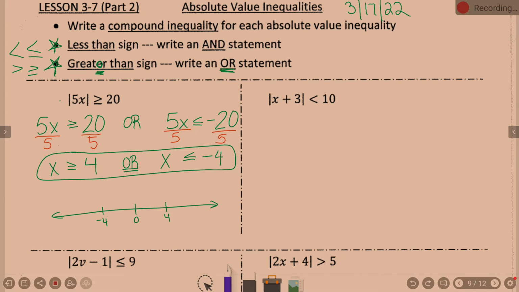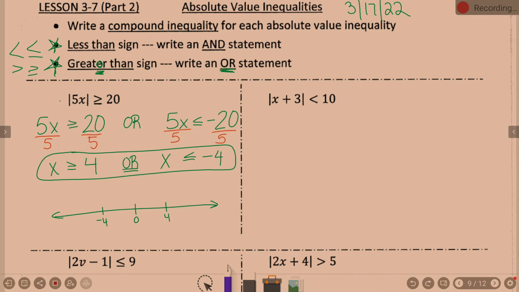You remember what an OR graph looks like? Isn't it just two dots? Absolute value equations, what you did last night, was just two dots because it was equals. This one is greater than or equal to 4. How do we do greater than or equal to 4?